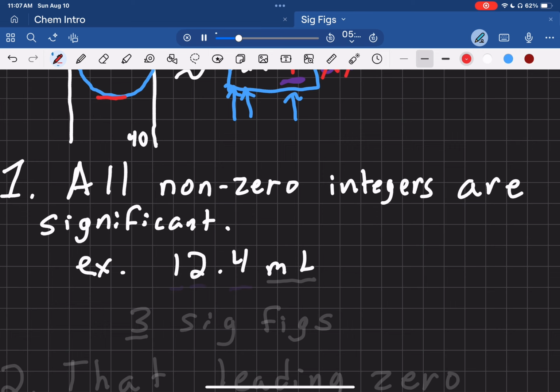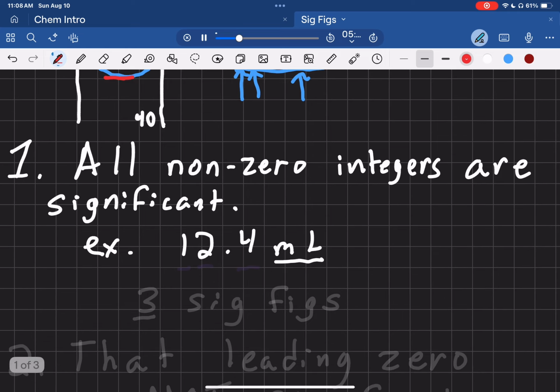Don't ever forget your units, by the way. We'll talk about that later. But yeah, when you write down any kind of measurement, always, always, always make sure that you have your units written down. So then I would ask you, okay, well, how many significant figures does this number have?